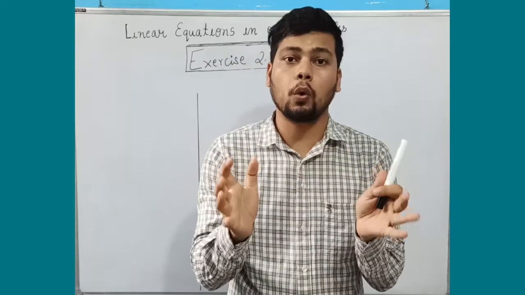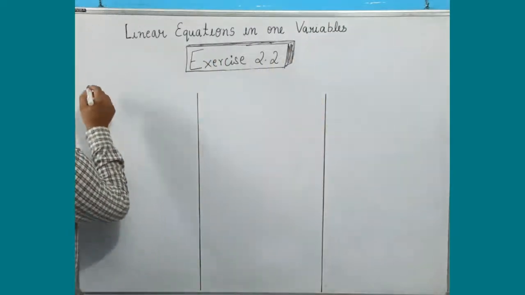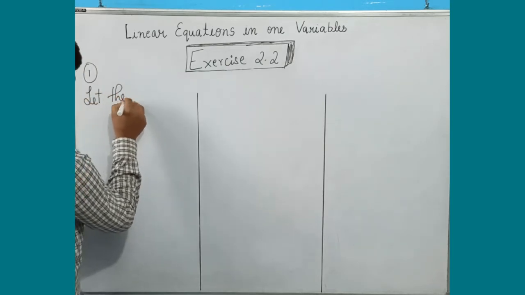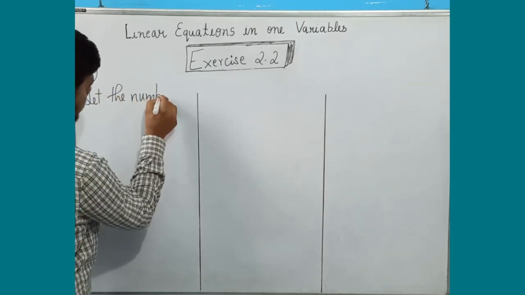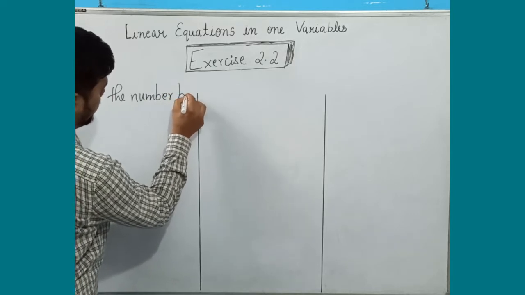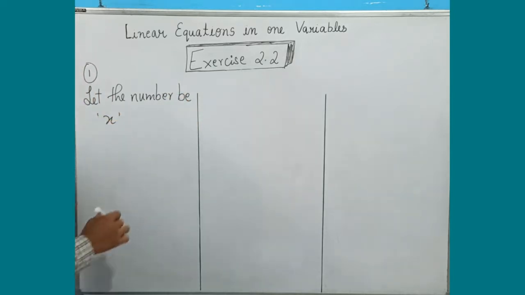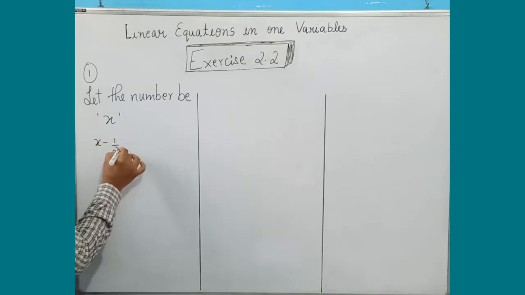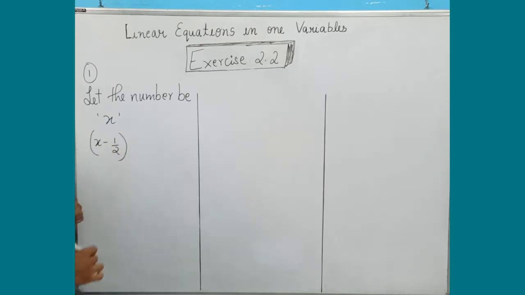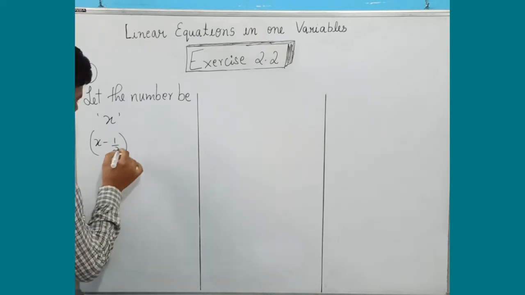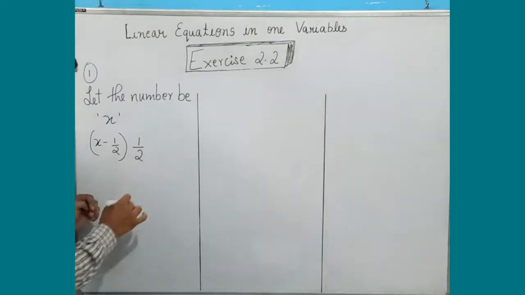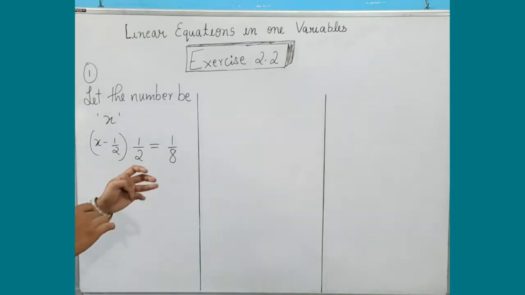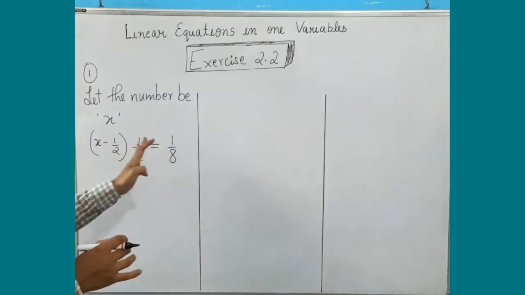They have not told us what the number is, and that's why we are going to assume that the number be x. So let's subtract 1/2 from this: x minus 1/2, and the result, that means put a bracket, has to be multiplied with 1/2, and then we get 1/8. This is how you decode the entire word problem.